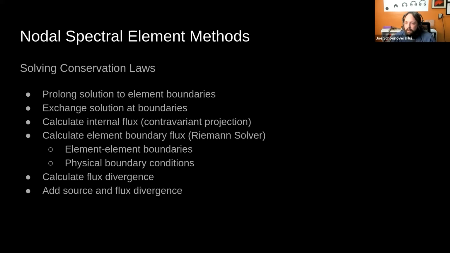Of course, you have element to element interactions as well. And then once you have those two bits of information, you can actually do that matrix vector product over and over, depending on how many spatial dimensions you're in, and calculate your flux divergence. Then you add that to your source terms and use that to feed into a time stepper and repeat that process over and over.